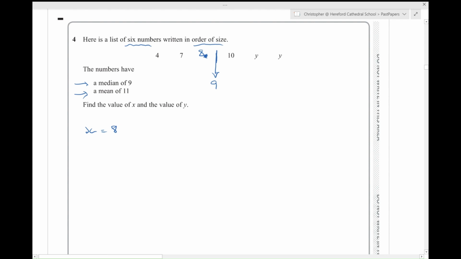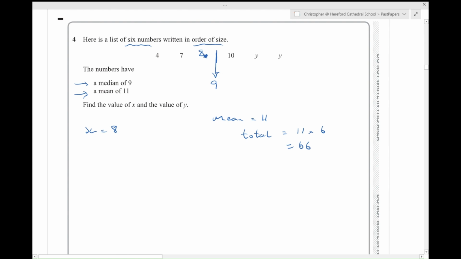Good. Now, the mean is 11, right? But if I know that the mean is 11 and there are 6 numbers, then the total of the numbers must be 11 times 6, 66.